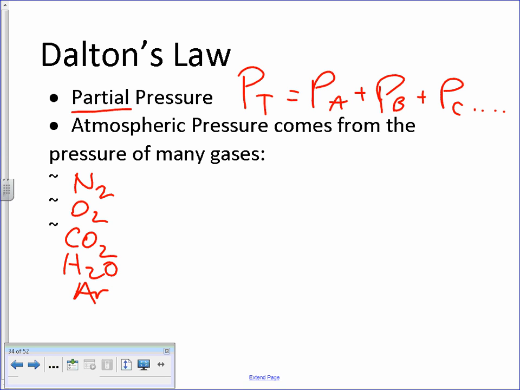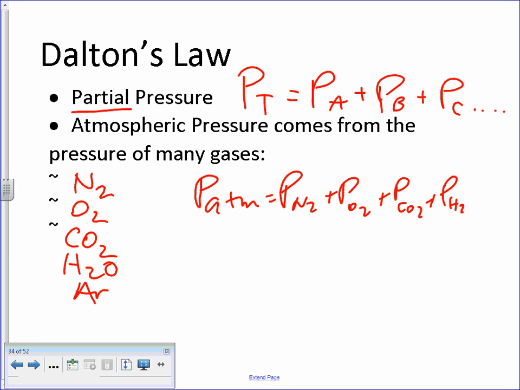Traces of argon. Got it. Okay, there we go. That's pretty much what the atmosphere is made of, right? So if I know the total atmospheric pressure, I would say P atmosphere equals P of nitrogen plus P of oxygen plus P of CO2 plus P of water vapor plus P of argon, right? So that's a long one because there's tons of gases in our atmosphere.